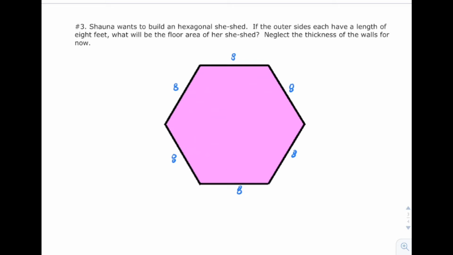So anyway, what's it say now here? Wants to build the outer sides like the 8. Okay, what will be the floor area? Neglect the thickness of the walls. Okay, so find the purple area, basically.